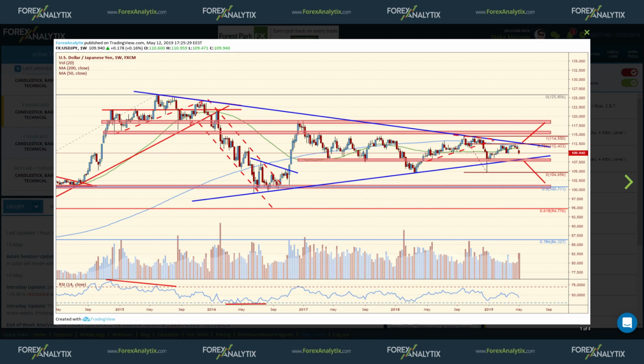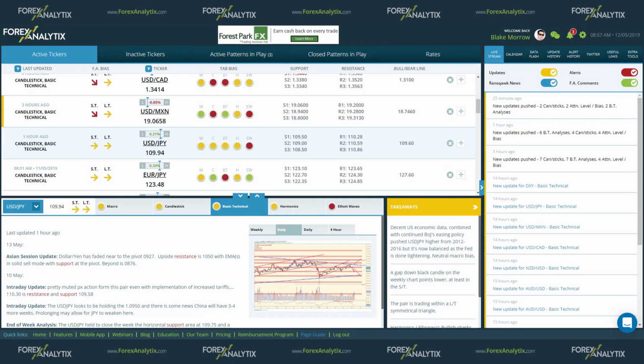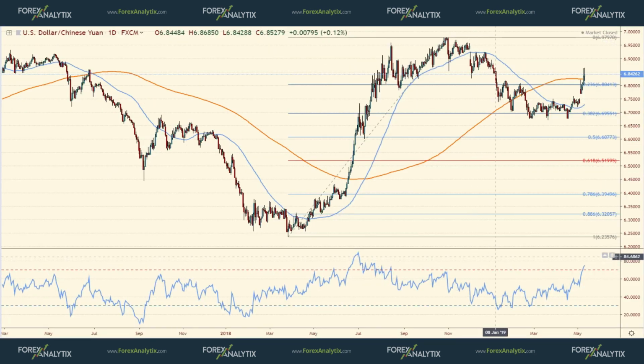Now, one of the other things that we don't cover at ForexAnalytix, but I don't want to take away from the importance of it just because most traders don't trade it. We have to watch the US dollar Chinese yuan or renminbi, or however you want to reference the Chinese currency.